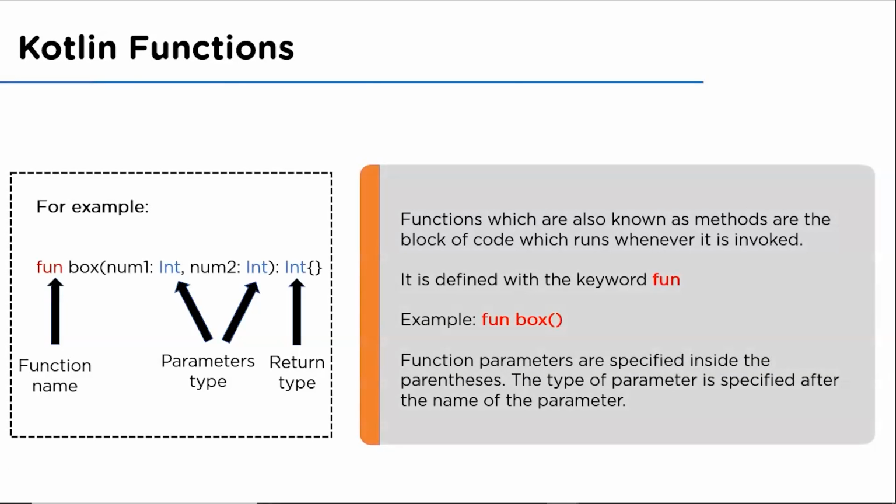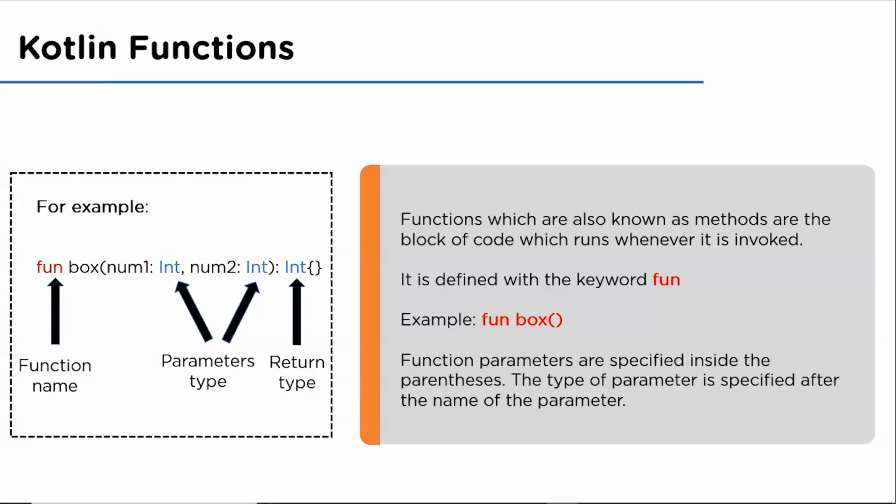Functions are also known as methods. They are the block of code which runs whenever it is invoked. In Kotlin language, functions are defined with the fun keyword. After that, the name of the function and parentheses are written. If the parentheses are empty, it means the function doesn't accept any arguments.